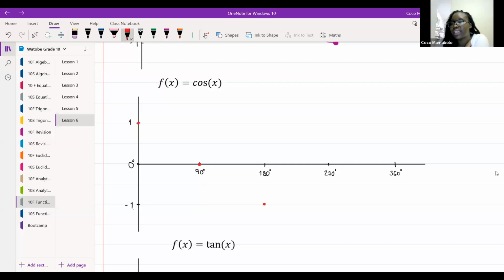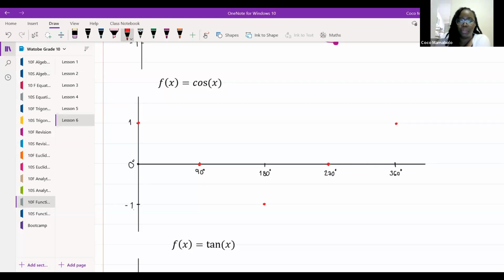Cos of 270, 0. Good. Remember to stay muted, guys. All right, and then cos of 360. Punch in cos of 360 for me. It will equal 1. Good. And we're just going to match 360 with 1.